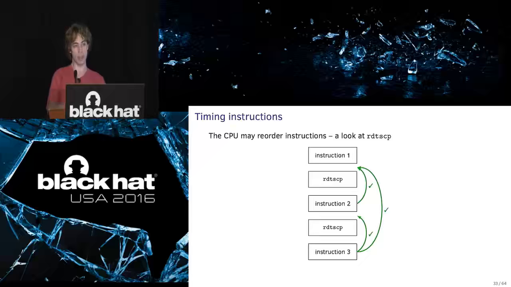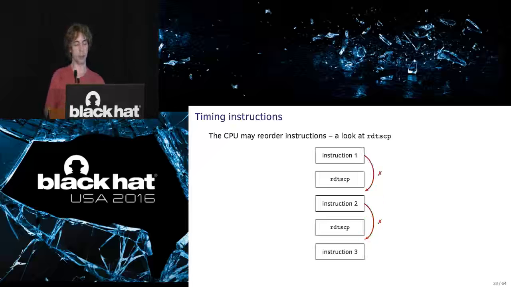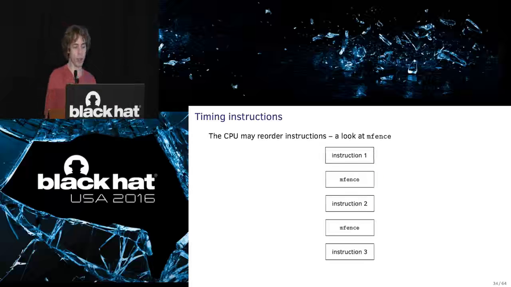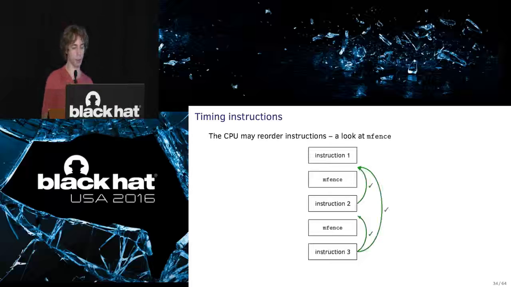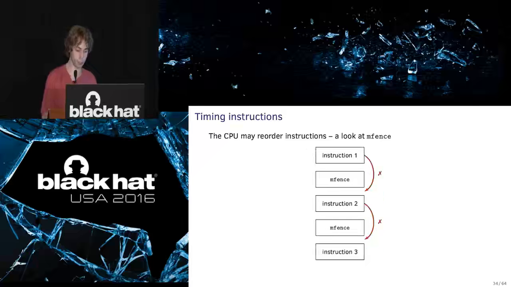Fortunately, the RDTSCP instruction provides us with a different property. If we look at reordering in the opposite direction, in the forward direction, then we see that instruction 1 may not be reordered so that it is between the 2 RDTSCPs, and also instruction 2 may not be reordered so that it's outside of the two RDTSCPs. The same properties hold for mfence. Mfence is used to serialize memory accesses, and here the memory referencing instructions may not be reordered in the forward direction, but they may be reordered in the backward direction. So this is not allowed.